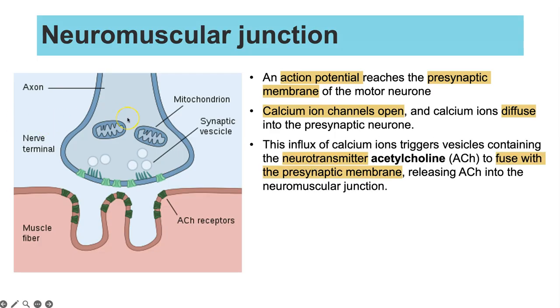That influx of calcium ions will cause vesicles that contain the neurotransmitter, which might be acetylcholine, to fuse. So they actually move towards and then fuse with that presynaptic membrane. And that causes the release of the neurotransmitter, such as acetylcholine, across or into that neuromuscular junction.